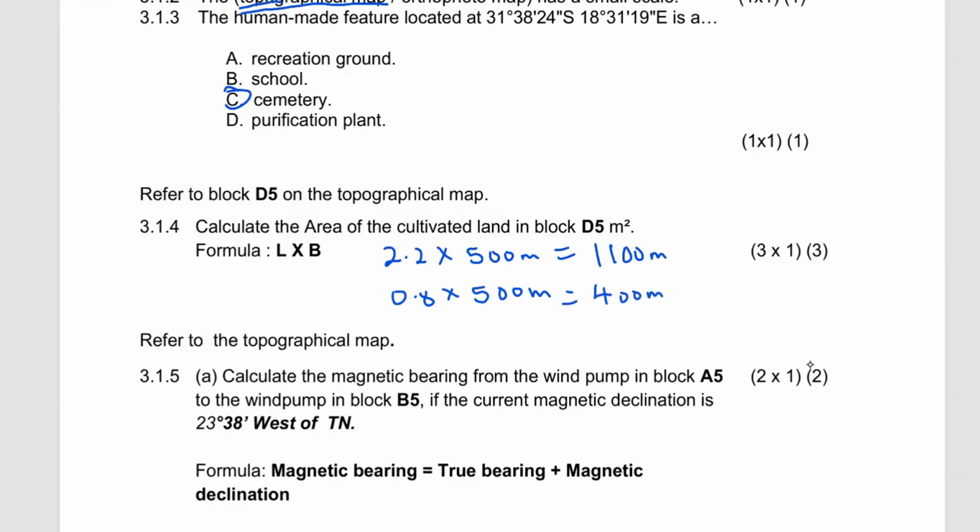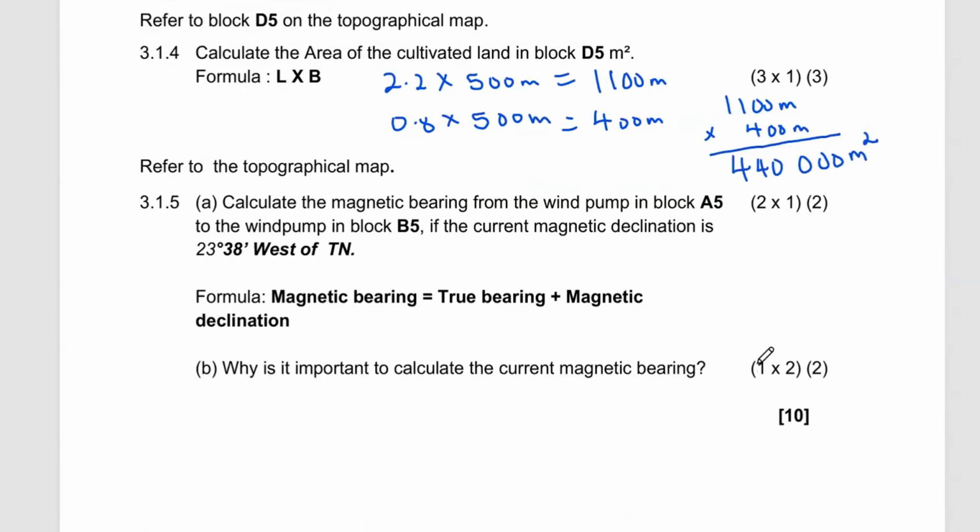So our area, we are saying 1,100 meters times 400 meters, which is going to give us 440,000 square meters. That's our calculation for that area.